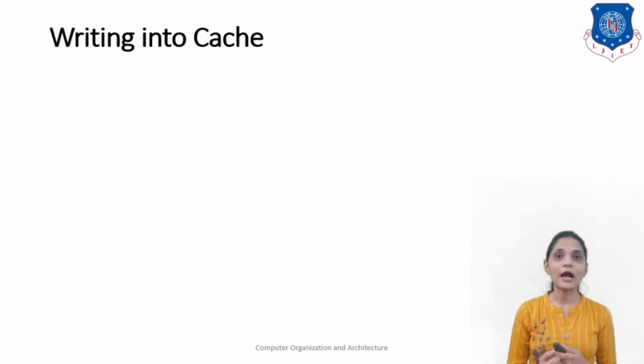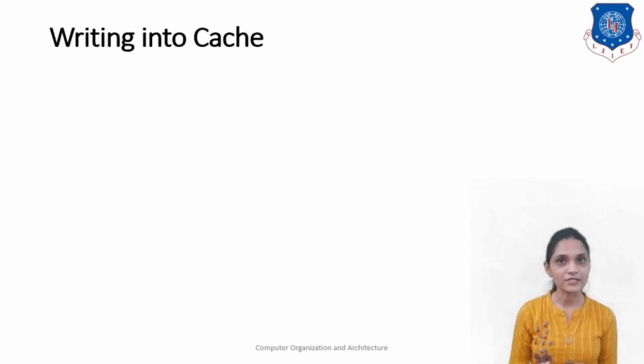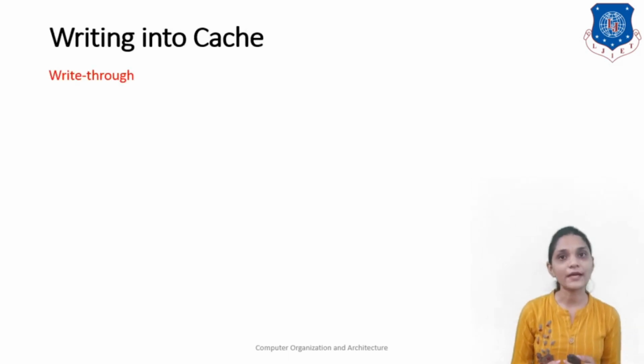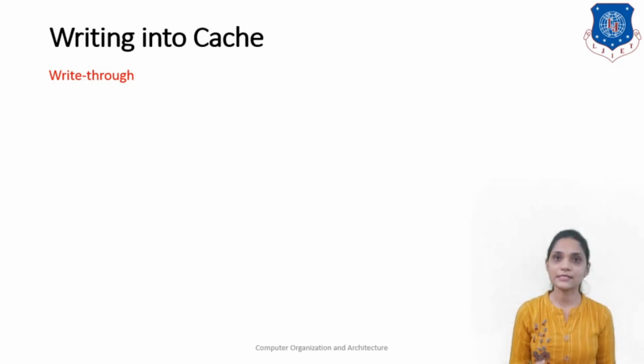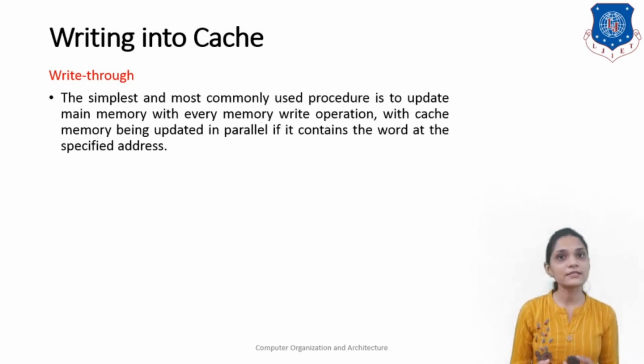Next we will see how to write data into cache, that is known as writing into cache. That can be done by two methods. The first method is the write through method. This is the simplest and most commonly used procedure: to update the main memory with every memory write operation, with the cache memory being updated in parallel.